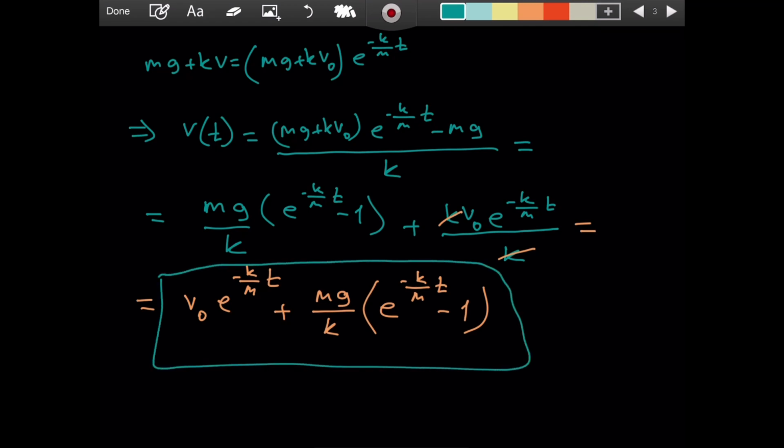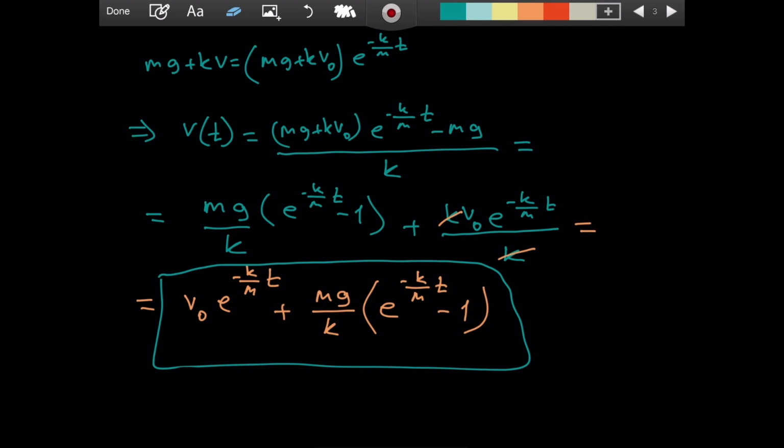You can check that this equation makes sense by substituting 0 for t. When you do that, what happens? The first term will give you v naught, plus the second term, where the exponential will be 1, and 1 minus 1 will give you 0. So you will get v naught, which is the initial velocity. So it makes sense for the time equals 0 case.